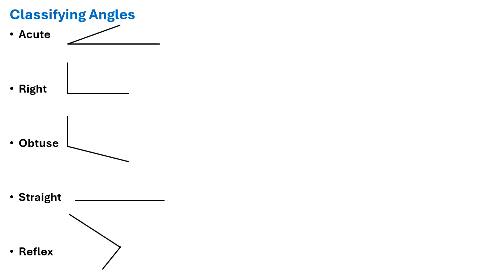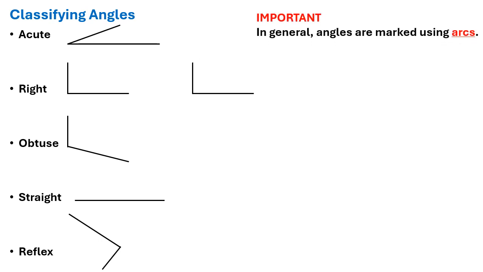of angles, angle classifications. It's very important to know that in general, angles are marked using arcs. I explained that in my previous lesson, lesson number 23, where I was showing how you can name angles. So angles are marked using arcs. Okay, so let's go ahead and do some learning here.